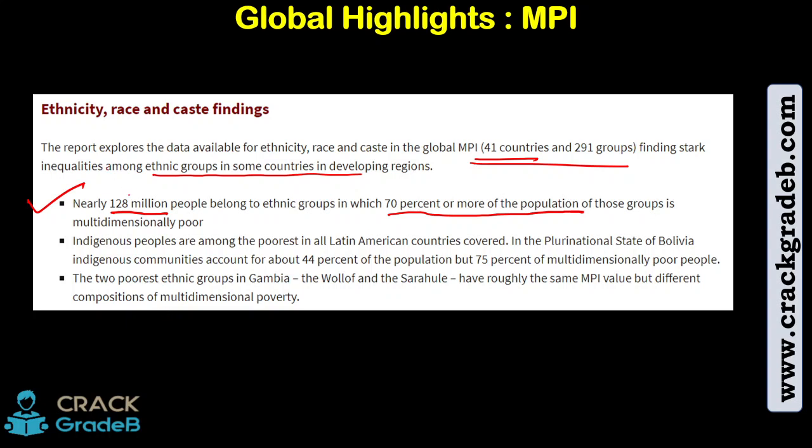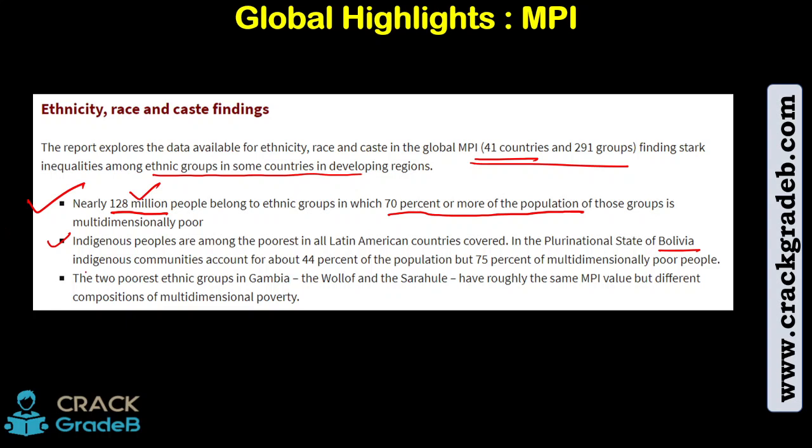Okay, so the line itself is clear. More than 70% of people are poor. Then indigenous people are among the poorest in Latin American countries covered. In Bolivia, so these are related to countries, so these are not very important, but sometimes you will have to write where you have to compare the data with the global scenario. You need to know this thing, so it's best you read once or twice, that is enough.